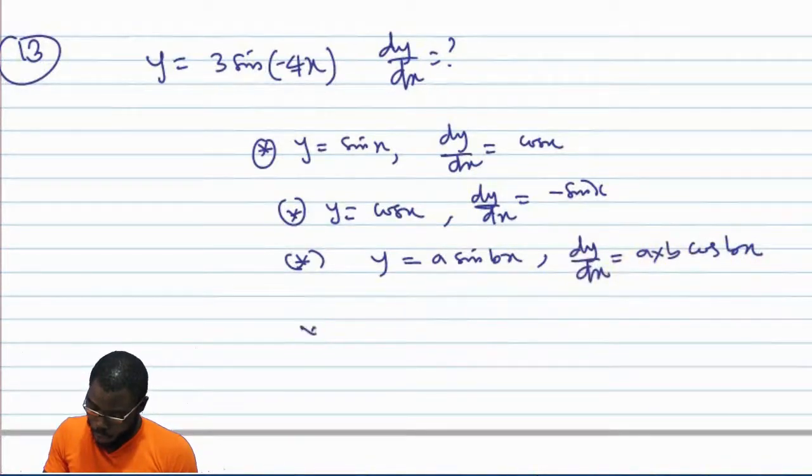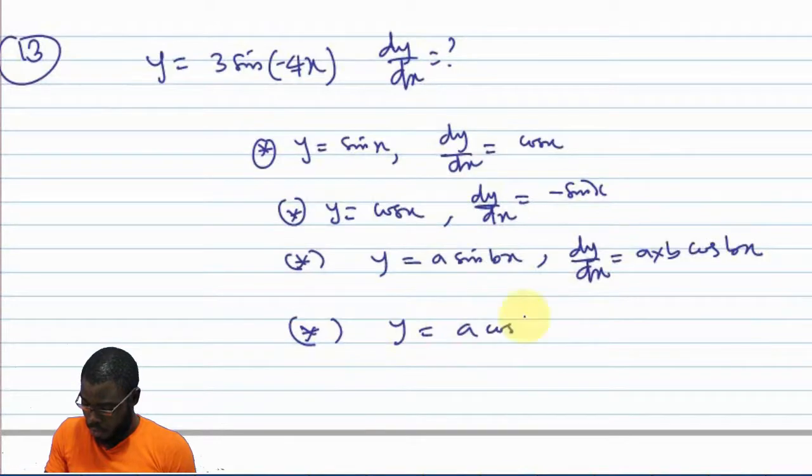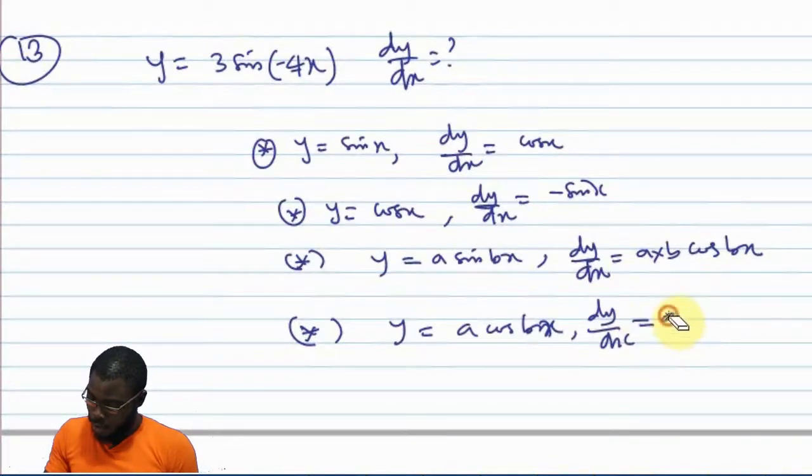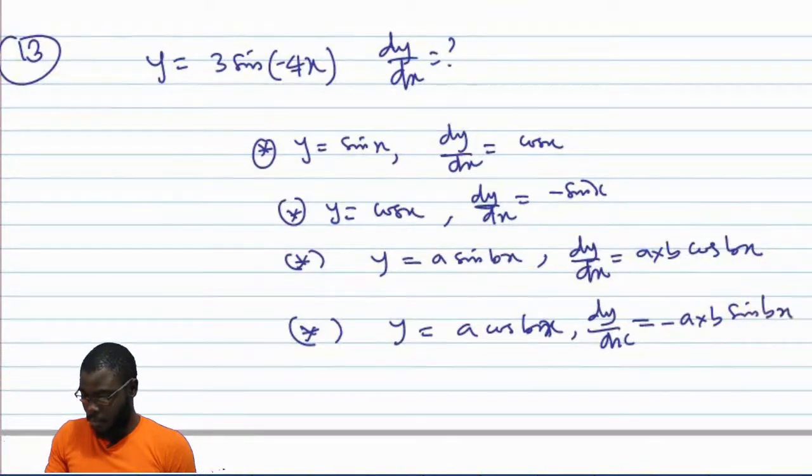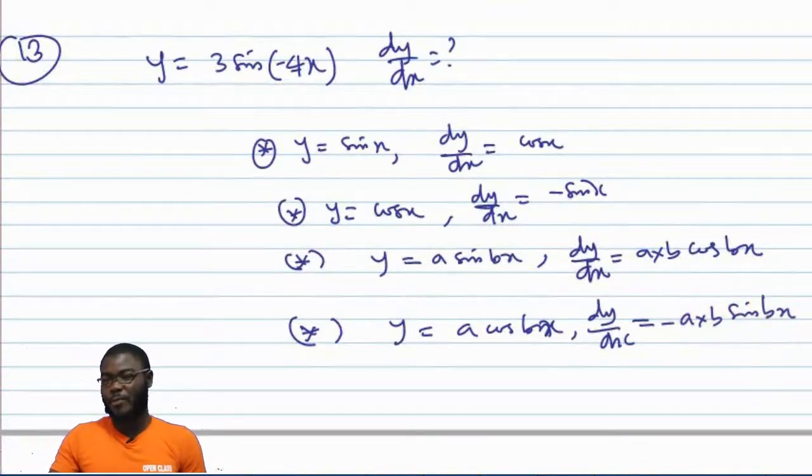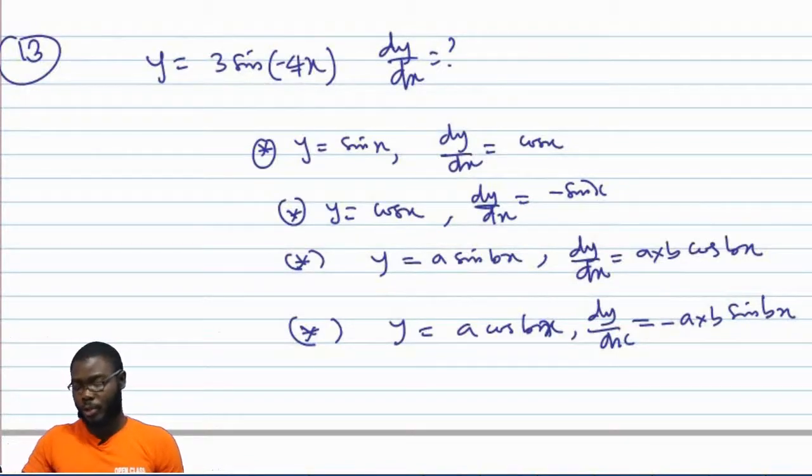So the same thing with your cos. If you have y equals a cos bx, then your dy dx will be equal to ab, minus, because when you differentiate your cos, you have a minus sign. So this is going to be minus a times b sine bx. So all these are what you need to know when you're differentiating trigonometric functions.